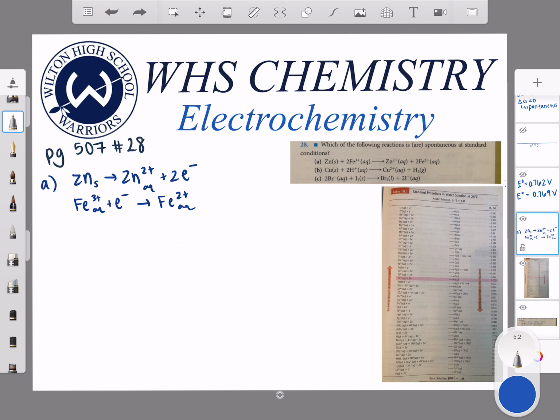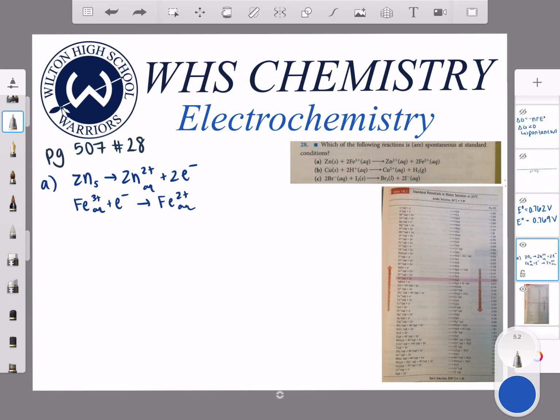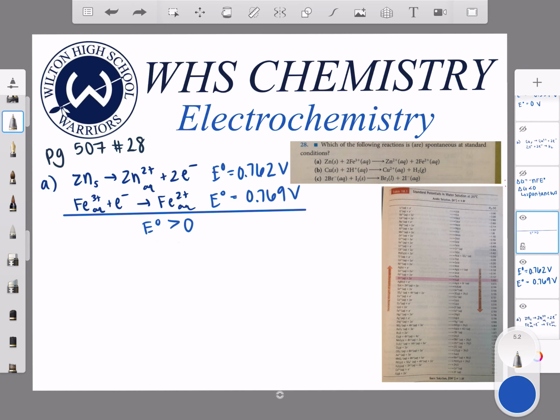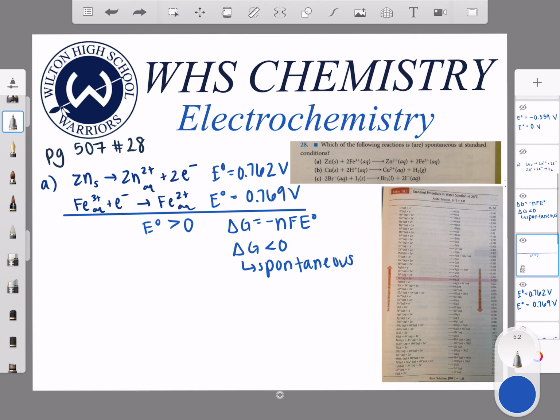Once we have the half reactions, we're going to use the standard reduction potential table to find the E naughts. In the first reaction here, Zn is being oxidized, so you have to find the equation which was around here. You can't really see it, but it was negative, so since we flipped the reaction, we made it positive. Then you add the standard reduction potentials, so you get E naught is greater than 0. Thinking of delta G equals negative nFE naught, delta G is less than 0, so that means it's spontaneous for part A.